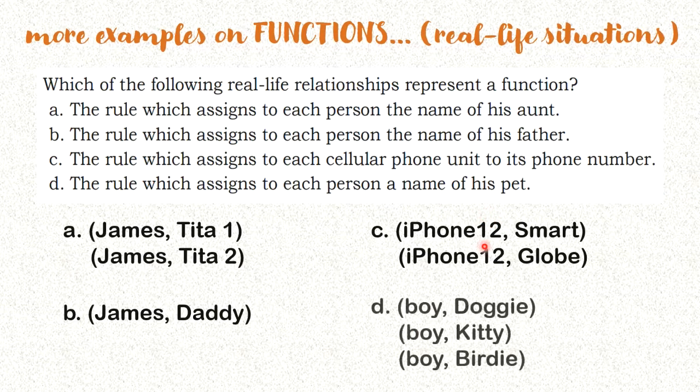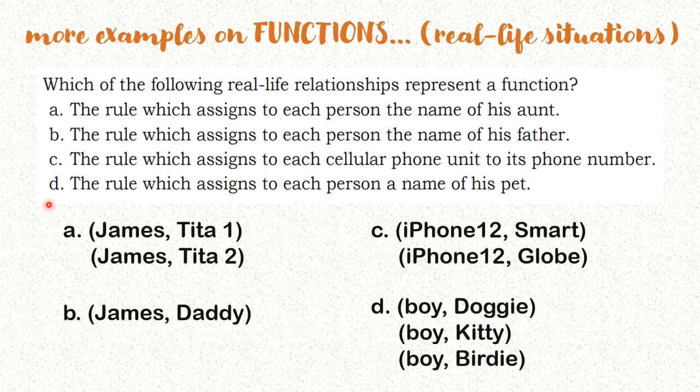Okay, so let's have this. Ito yung person, si Boy. Ang pangalan ng dog niya, Doggy. Si Boy ulit, ang pangalan ng pusa niya, si Kitty. Si Boy ulit, ang pangalan ng ibon naman, alaga niya is Birdie. Okay, so we were able to represent each of the choices here as ordered pairs.